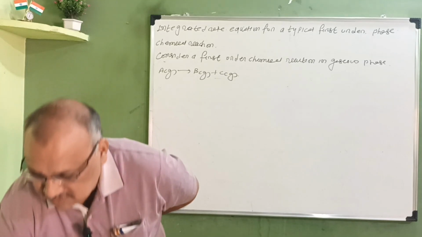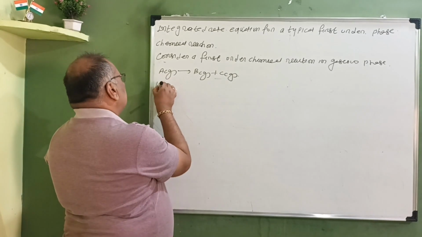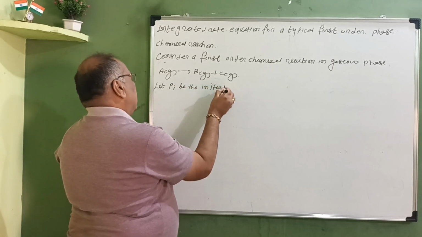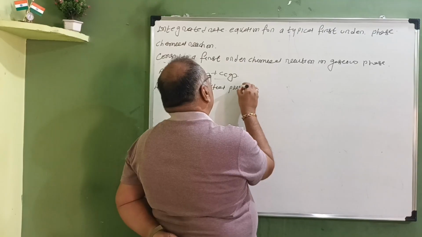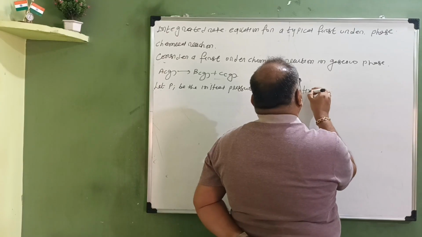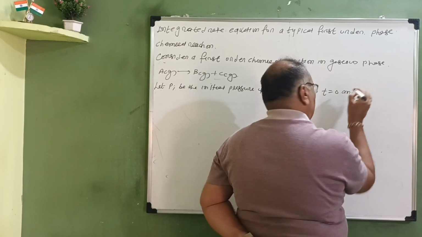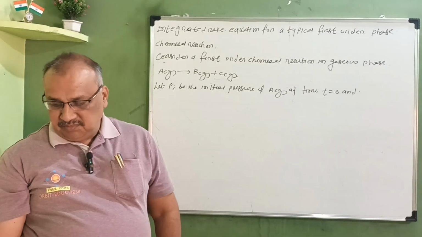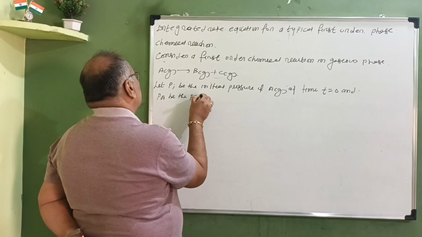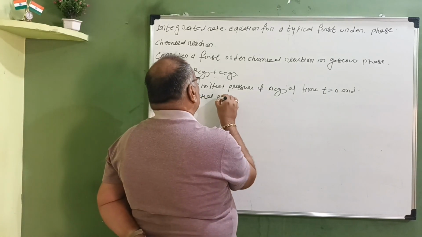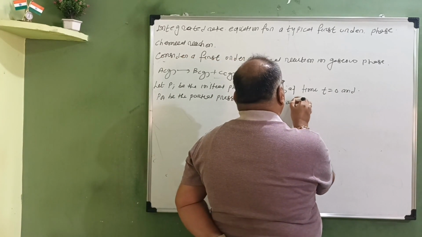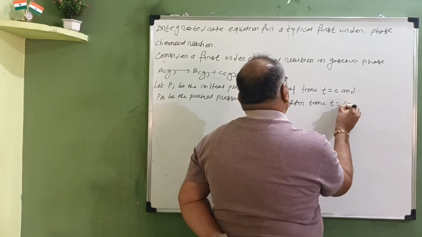Now here let Pi be the initial pressure of A gas at time t is equal to 0 and Pa be the partial pressure of A gas after time t is equal to t.